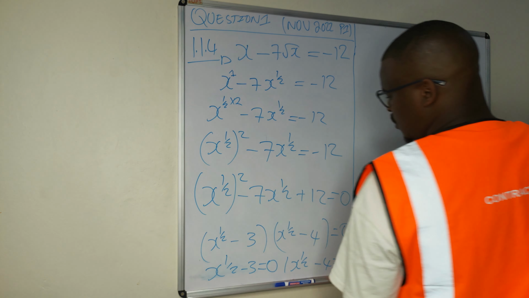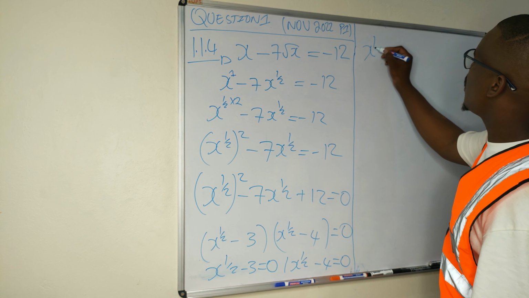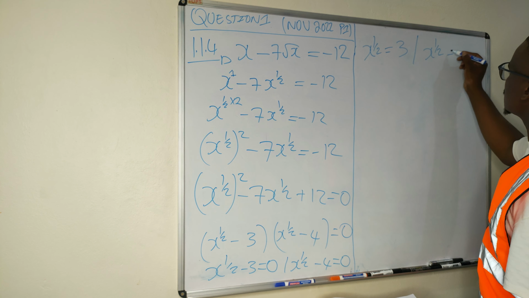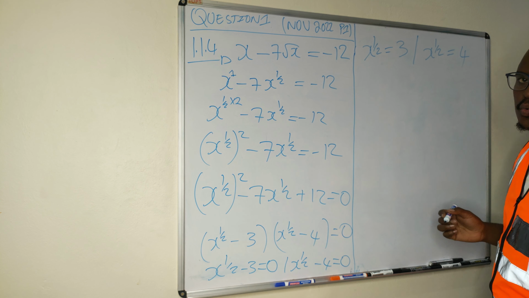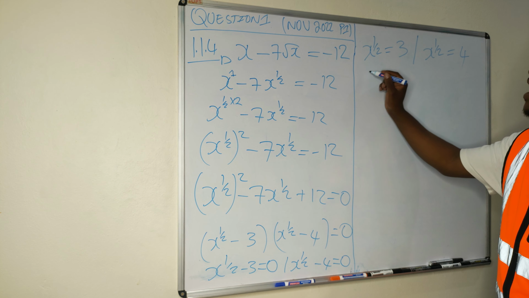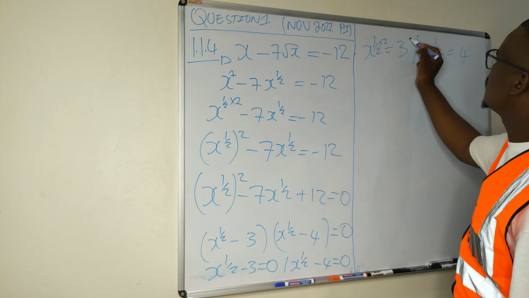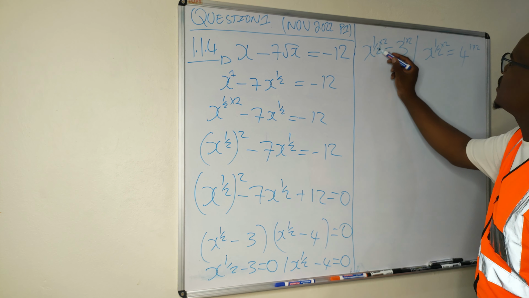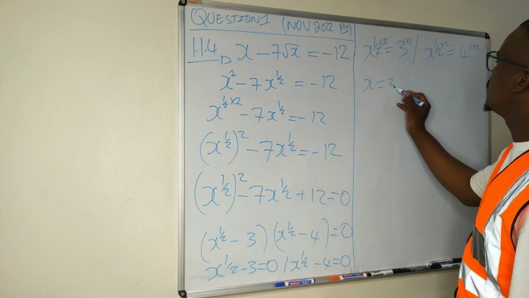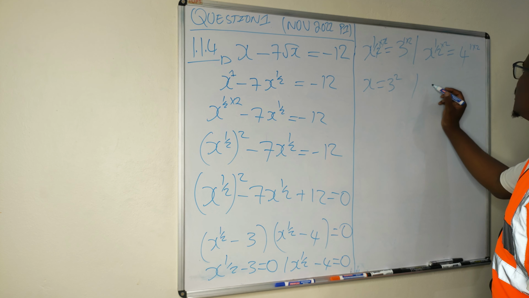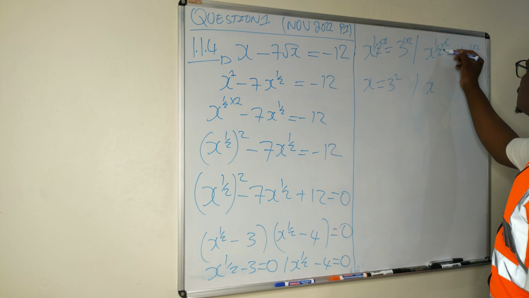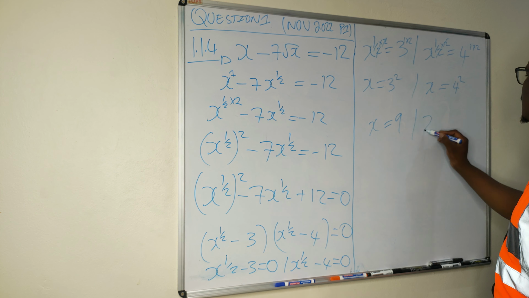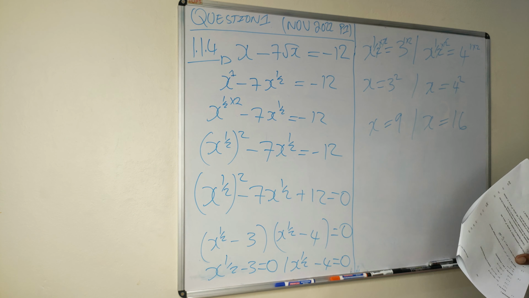And then, now solve: x raised 1 over 2 is equal to 3, or x raised 1 over 2 is equal to 4. But what do I want? I want to solve for x. That's what they asked me. So multiply by 2 there, and there, and there. So this and that cancel out. You're left with x is equal to 3 squared, or x is equal to 4 squared. X is equal to 9, or x is equal to 16. This is what this means.